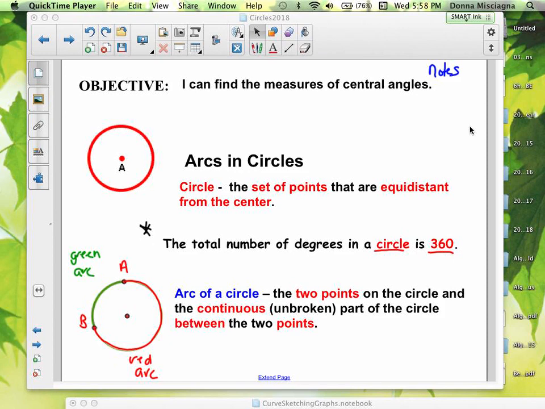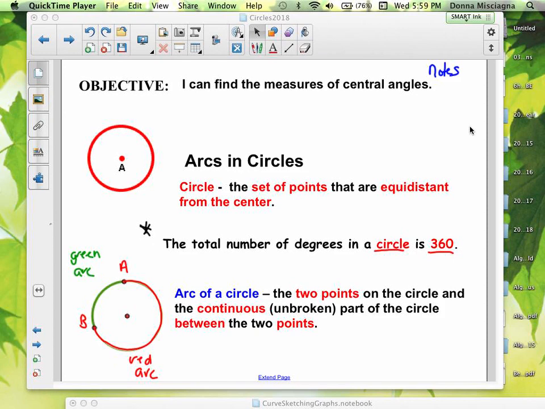Just as a reminder, a circle is a set of points that are equidistant from the center. To help you out, I also put a little word notes at the top anytime there was something that you were going to be adding to your notes. And that first thing is, with the star there, the total number of degrees in a circle is 360 degrees. So fill in the missing words in your note template.